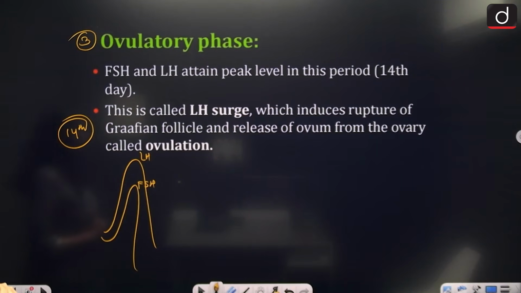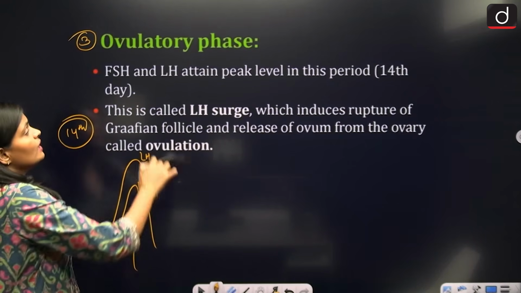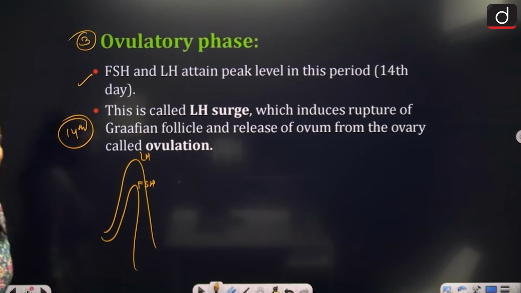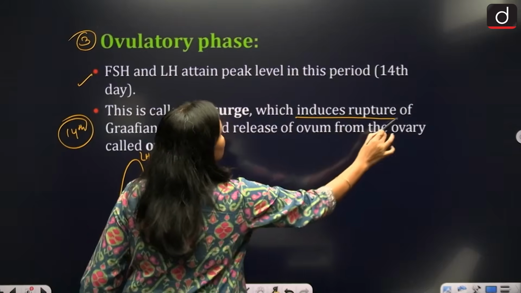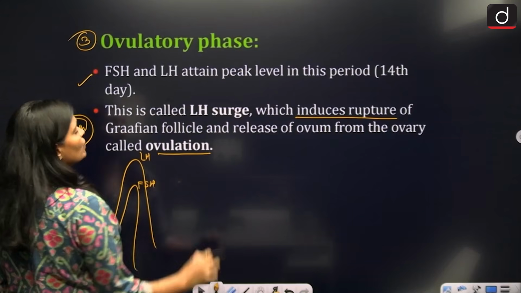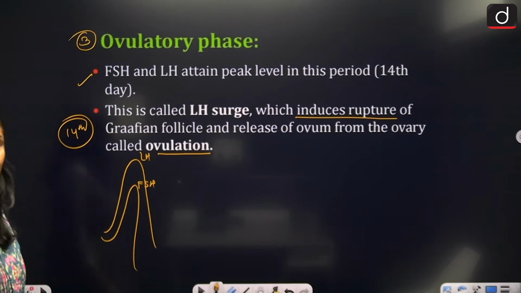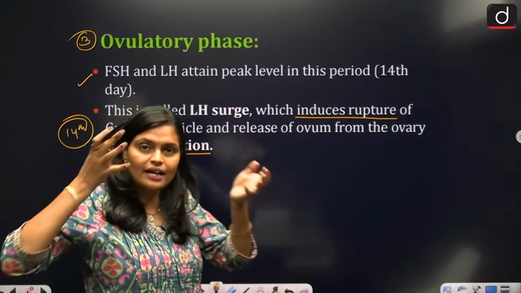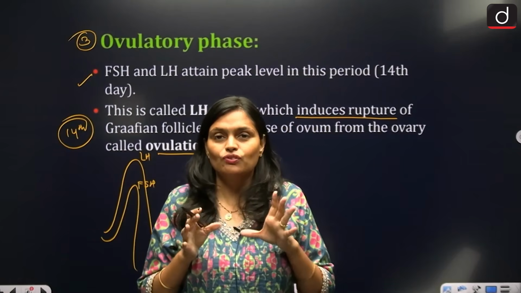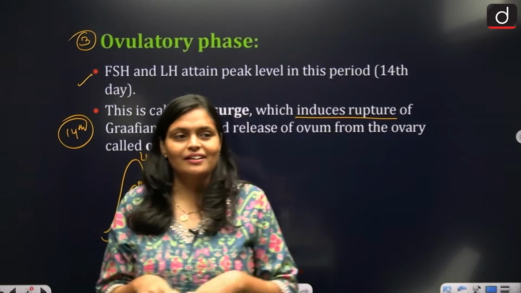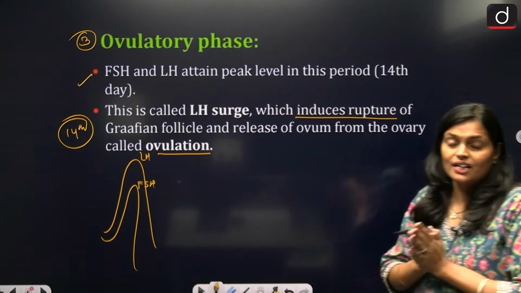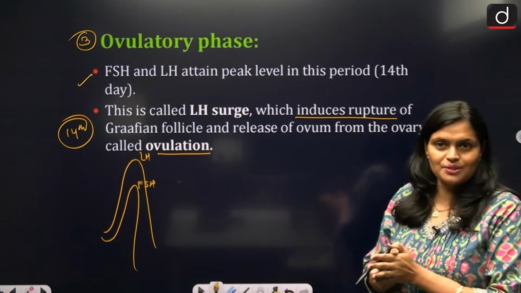There is a sudden rise in LH and FSH, which attains peak level in this period. This is called LH surge, which induces rupture of the Graafian follicle and release of the ovum from the ovary, called ovulation. When the LH and FSH increase, at that time the Graafian follicle ruptures, and the egg comes out. The egg is released from the Graafian follicle as a secondary oocyte. This is what we call ovulation.